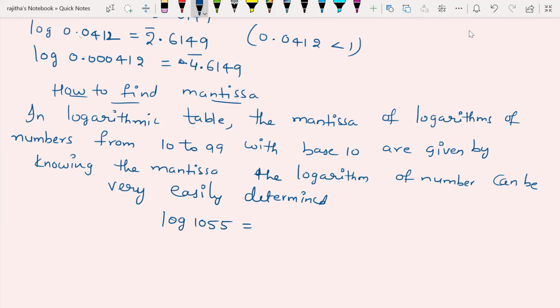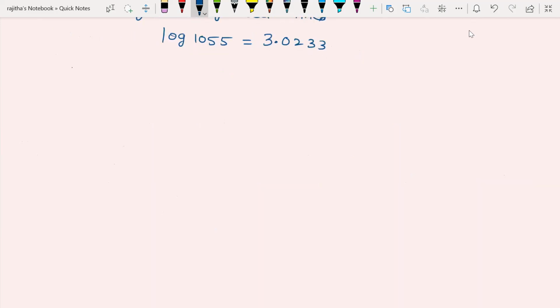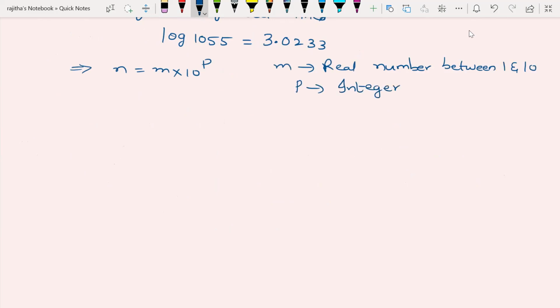Logarithm of 1055 is equal to 3.0233. Here 3 is the characteristic, since the number of digits is 4, and 4 minus 1 is 3. Next, a number in the form n equals m into 10 to the power p, where m is a real number between 1 and 10.